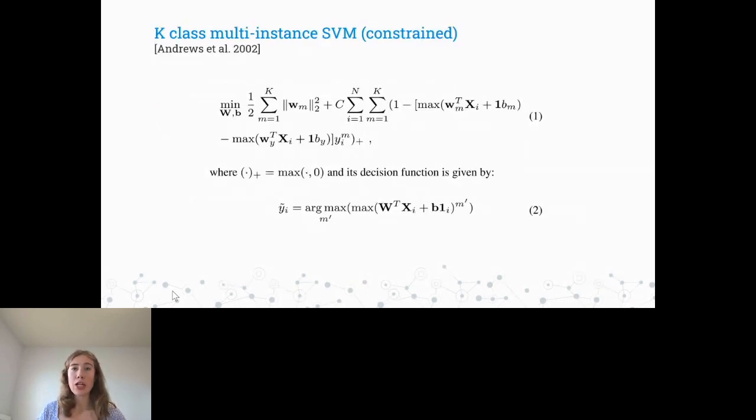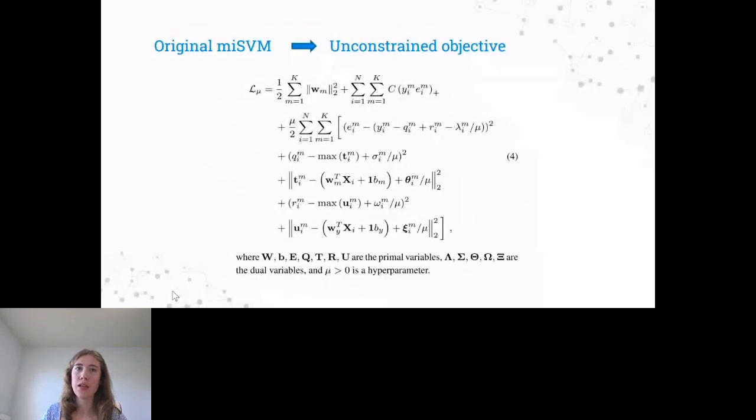So this is the original MISVM objective that we aim to minimize. Since this objective is generally difficult to solve because of the coupled primal variables W_k and b_m, as well as the max operations, we split the primal variables by introducing some constraints, and we derive the following augmented Lagrangian, which you can see on the screen. So here we converted the original constrained MISVM into this new unconstrained objective that we intend to minimize.